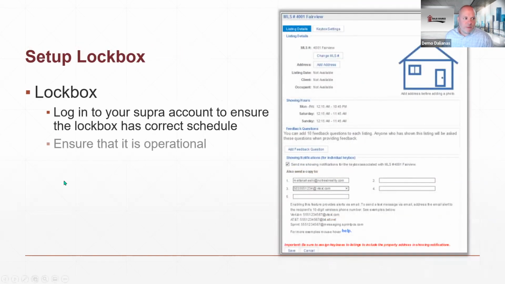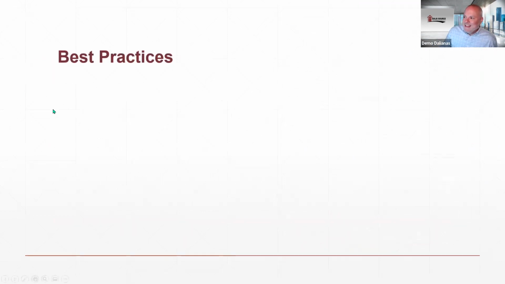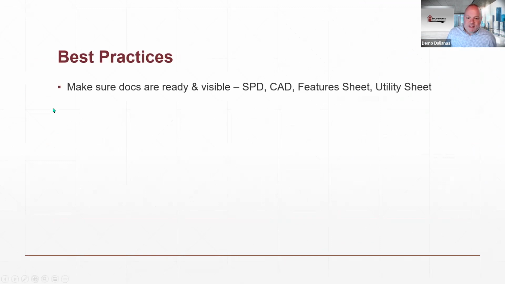So that's showing time. We went through the lockbox part. And then we kind of have some additional topics as we approach our 12:30 time slot today. We're going to talk in this section just about some best practices, kind of wrap up some loose ends from all that we went over today. And so this is, make sure your documents are visible: your property disclosure, CAD feature sheet, utility sheet.